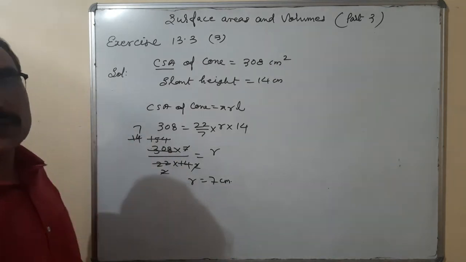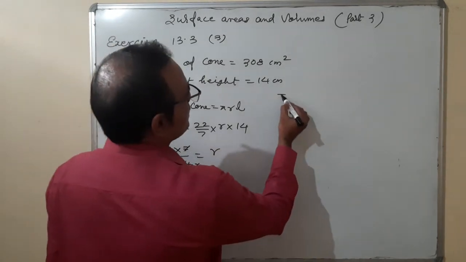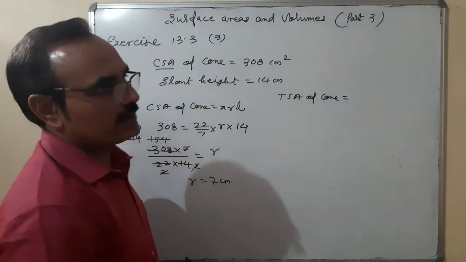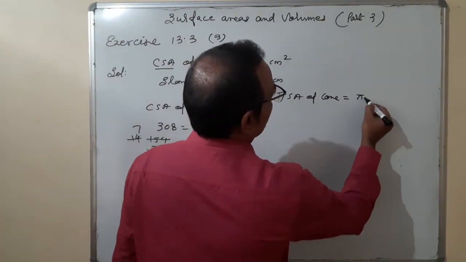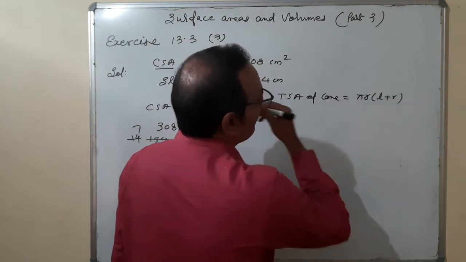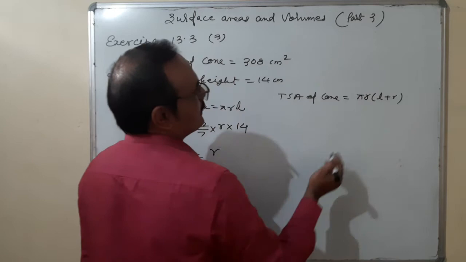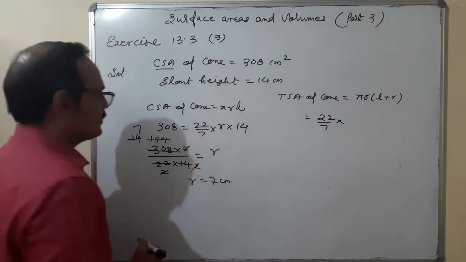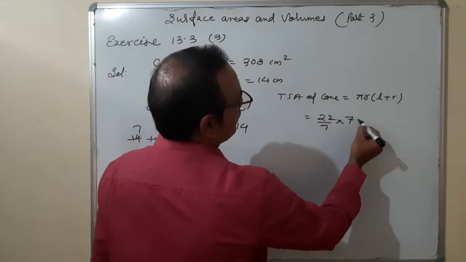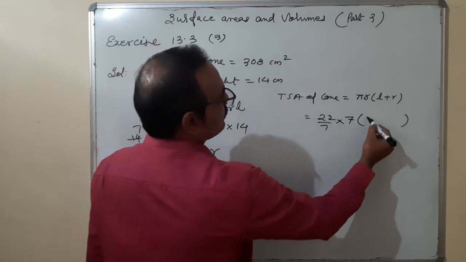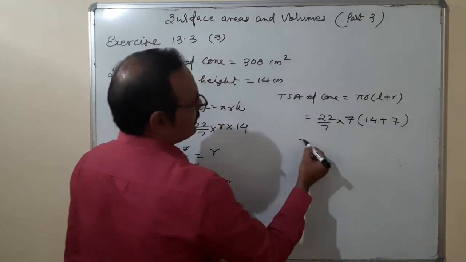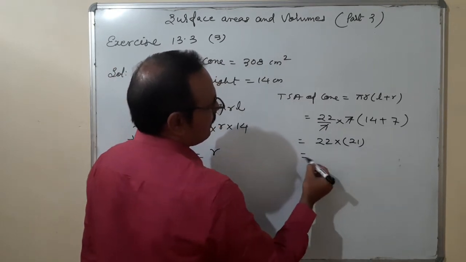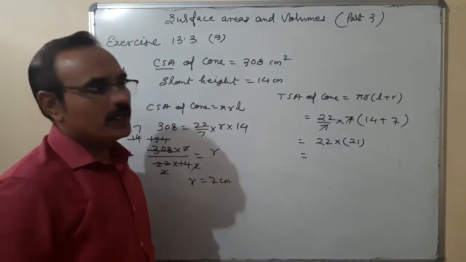Second, they are asking to find the total surface area of it. So second is TSA of cone. TSA of cone is equal to pi r L plus r, that is pi r L and pi r square. Pi 22 upon 7, radius. What is the radius of it? Radius we have got 7, in bracket L plus r. Slant height 14 plus r 7. So 7 7 cancel. 22 multiplied by 14 plus 7, 21. So 22 multiplied by 21.